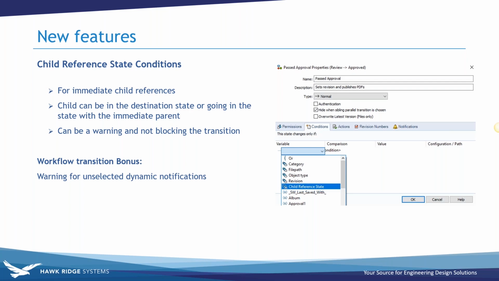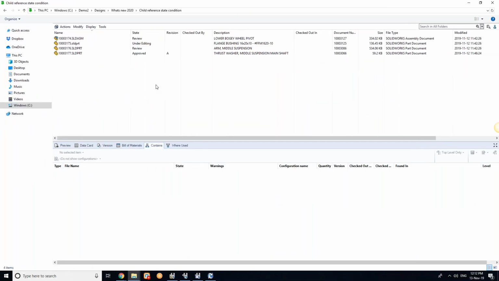The child can be in the destination state, or it can go with the parent, and it can also be just a warning. So it can still work just like it was working, but giving you a warning that not all the child items are in the correct state. And then a little bonus here, just on the transition, we now have in 2020 a warning for unselected dynamic notification. So if you didn't select anybody in the notification, it will notify you. So let's go take a look here.